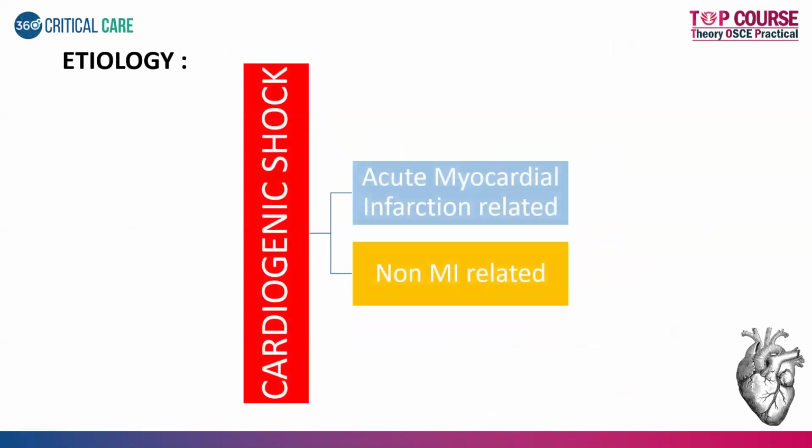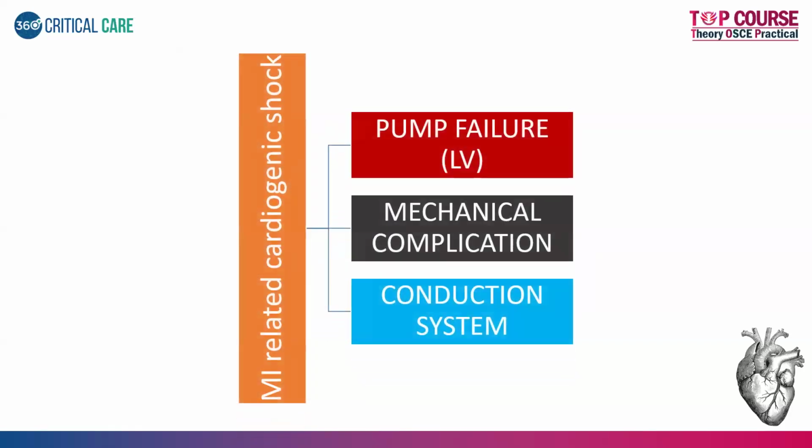Coming to the etiology. Whenever a patient comes with cardiogenic shock, firstly, we label these patients based on all the above criteria that I mentioned. But the main clinical thing that we need to rule out is whether the cardiogenic shock is caused by a myocardial infarction or is not associated with myocardial infarction. That is the basic understanding for any patient who presents to you in an ICU. When it is related to MI, the question that needs to be asked is: is it causing pump failure, is it causing a mechanical complication, or is it associated with any conduction system abnormality?